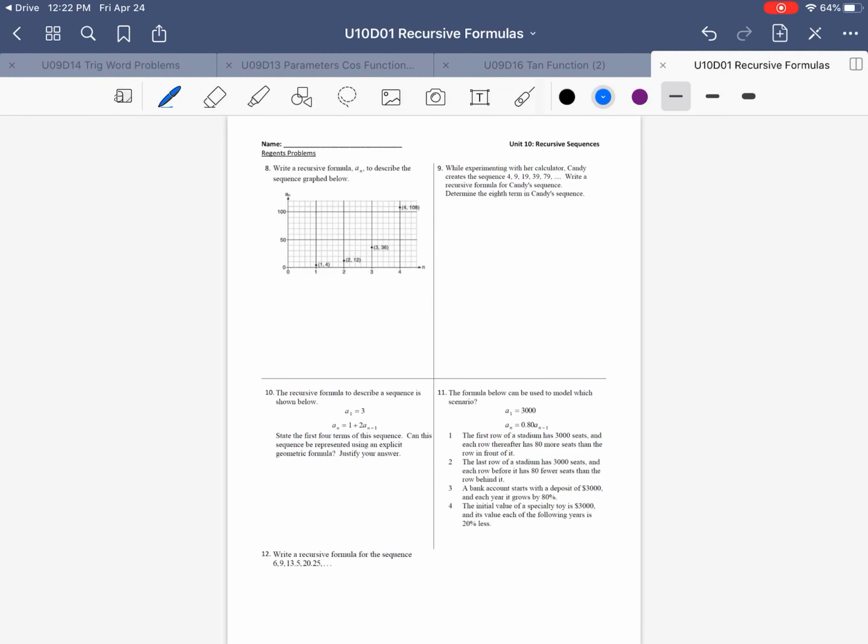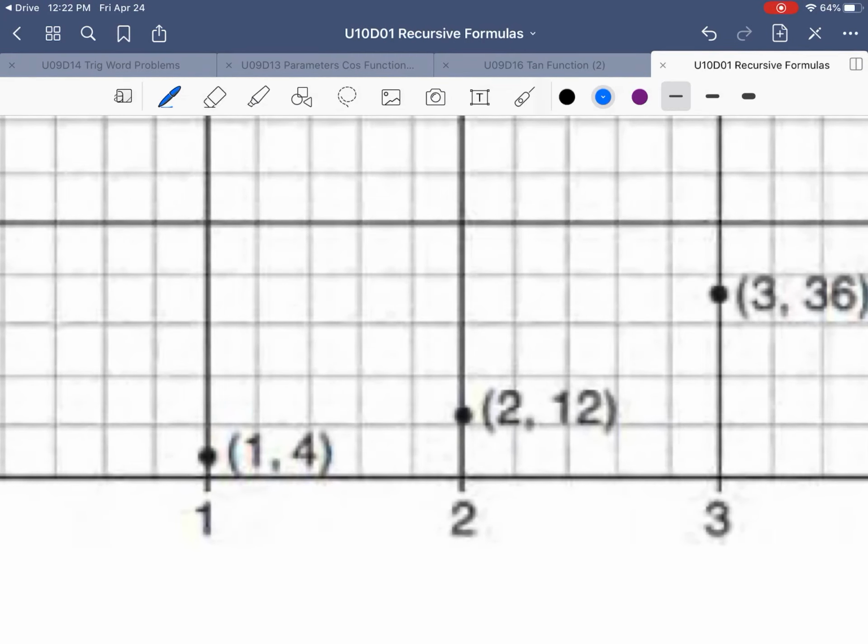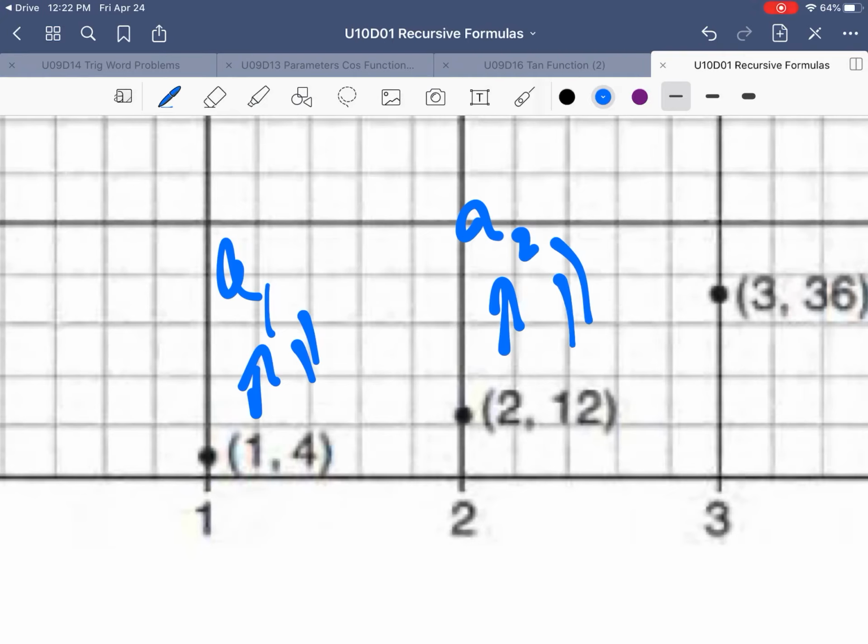Now, there are a lot of Regents problems I didn't include because they deal with knowing what an explicit sequence is, and we haven't done that yet. So I'm just going to look at the trickier parts of this problem. So this one tells us to describe our graph as a sequence. So in this case, this really means A1, and this would mean A2. And A1 equals 4, and A2 equals 12. So there appears to be a rule like this.